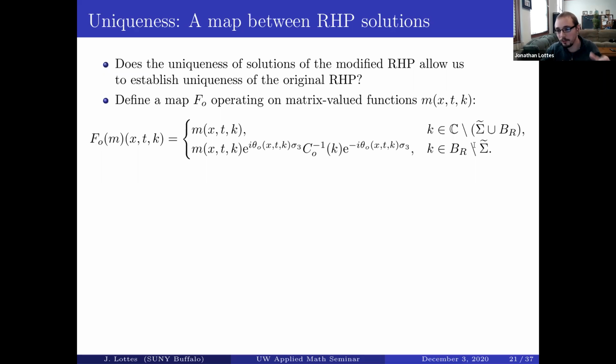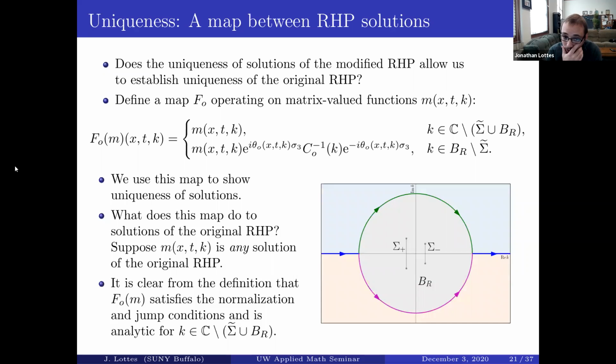And I have to also exclude the real axis because, well, I guess at this point I don't, but in a second I will. And then if I'm inside the ball, we'll follow that same kind of mapping that we had. We'll just have M multiplied by this conjugation of our C naught matrix. Okay. And so, as I said, we're going to use this map to prove uniqueness.